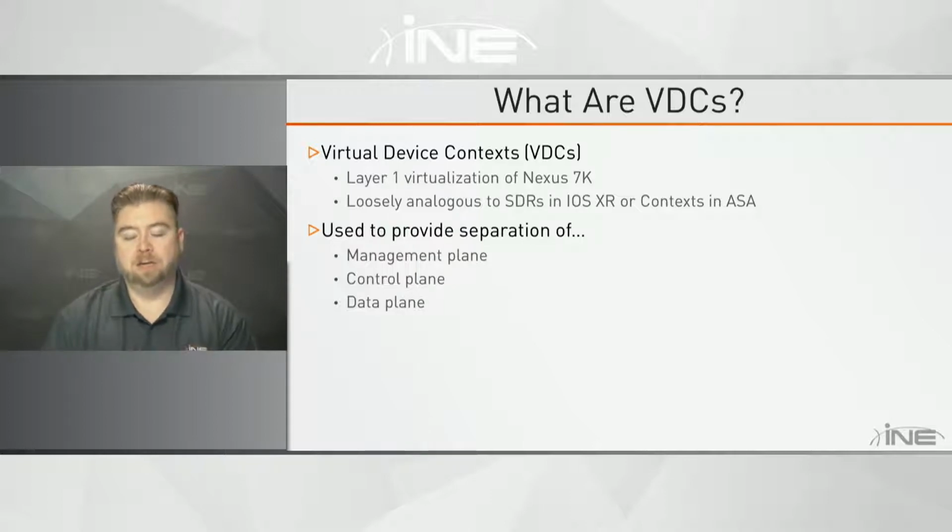Now, a key point here is that virtual device contexts are specific to the Nexus 7000s and the 7700s. They're not implemented on the other platforms: the 9Ks, 6K, 5K, 2K, etc. Those only have one overall context that is global to the system, whereas on the Nexus 7K, we can split it into multiple logical units with separate VDCs.